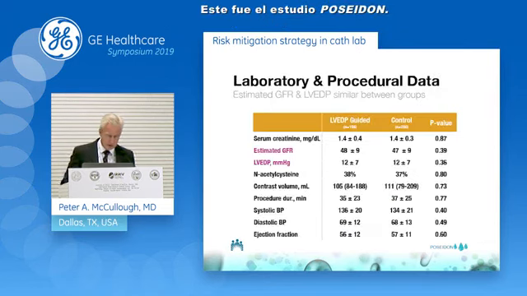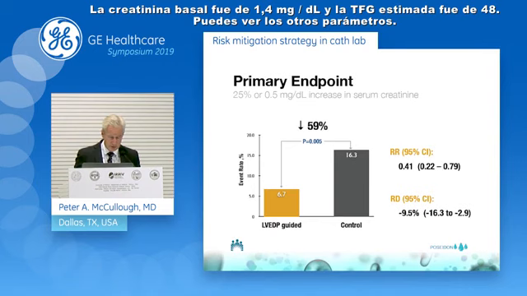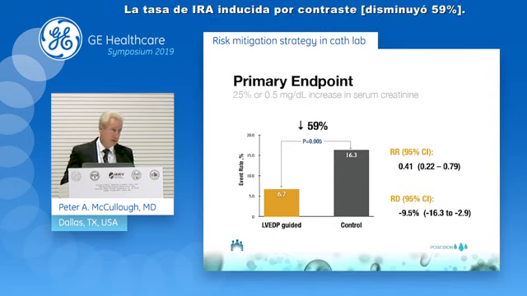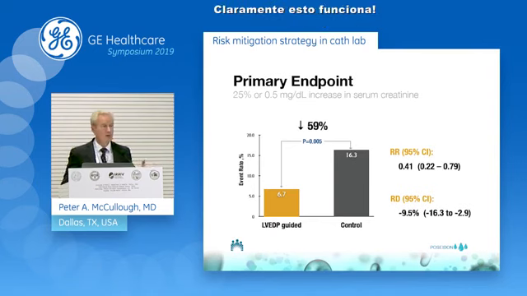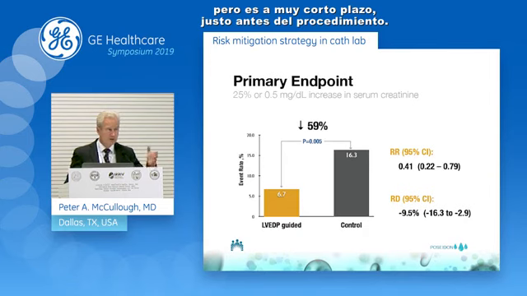But this was the POSEIDON trial. The baseline creatinine is 1.4, eGFR 48. You can see the other parameters. And here was the rate of contrast-induced acute kidney injury. So it clearly works. Administering fluid is probably the single thing you can do as a consultant, but it's very short-term, right before the procedure.